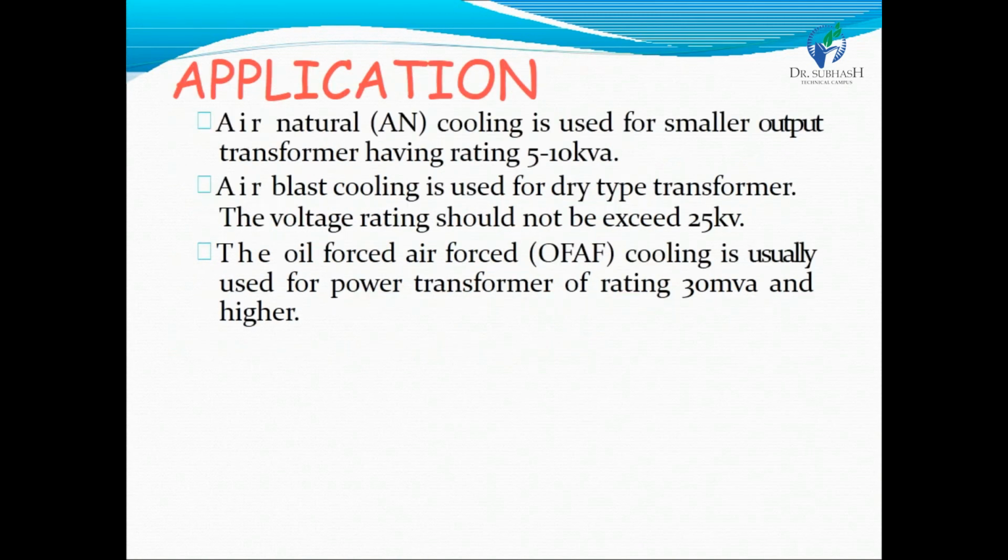Now we discuss the main application of the transformer cooling. The main application of the cooling is divided into various parts. First is air natural cooling, used for smaller output transformers having a rating generally 5 to 10 or 25 kVA. The air blast cooling is used for dry type transformers. In this rating, the voltage rating should not exceed 25 kV.